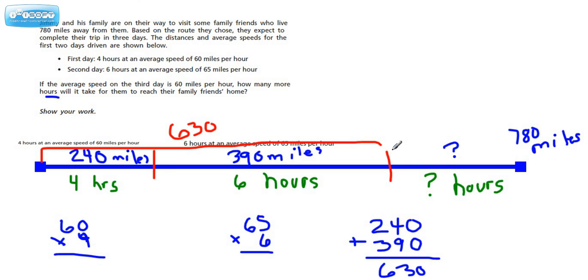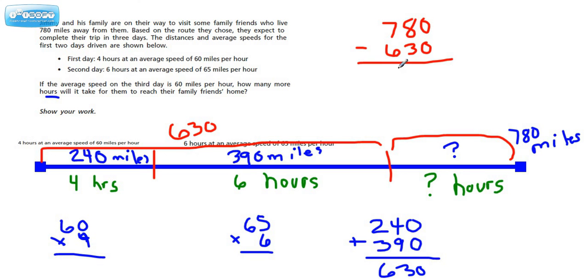Now we kind of need this value right here. How many miles is that? To get that, we should subtract this and this: 780 minus 630. And when we subtract that, we end up getting 150. So we have to go 150 miles. And we have to do that traveling 60 miles per hour. So we need to figure out how many hours that would be.